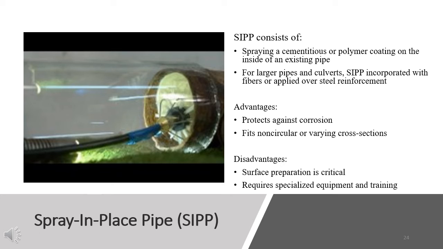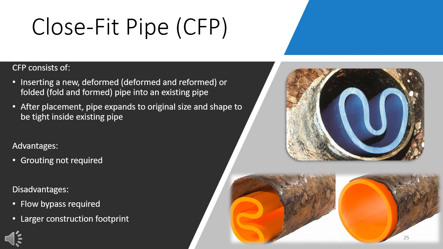The final renewal technology method we have here is closed fit pipe, whereby this technology consists of inserting a new deformed or folded pipe into an existing pipe. After placement, the pipe expands to its original size and shape to be tight inside the existing pipe. Now, the advantages of using this technology is that grouting is not required. However, the disadvantages is that flow bypass will be required and it's going to have a larger construction footprint on site.